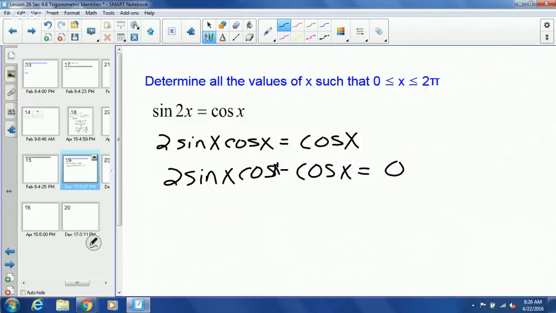So this is going to be equal to 2 sine of x equals 0, right? No, not just right there. You can't subtract that cosine of x from that, okay? Or this one from this one. But what can I do? I can factor that, okay?